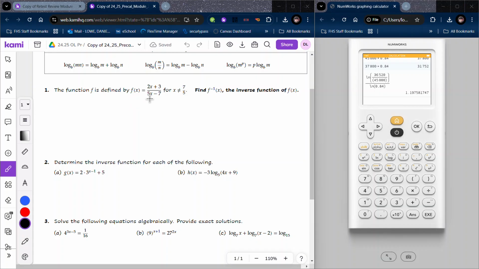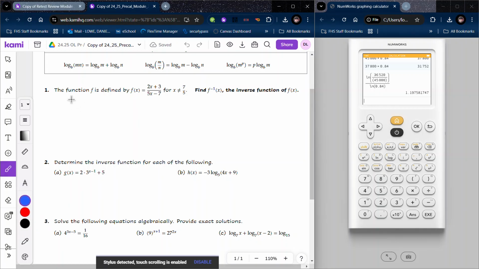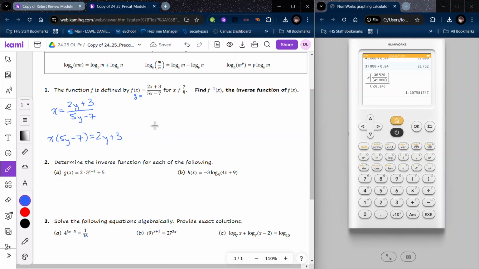So let's say that we have this rational function and we want to find the inverse of the function. The first thing that we do when finding an inverse is to interchange x and y. So let's say that we had this set up as y equals. We would interchange x and y and say x is going to be equal to (2y plus 3) over (5y minus 7). Then we'll multiply both sides by 5y minus 7. So we have x times (5y minus 7) is equal to 2y plus 3.